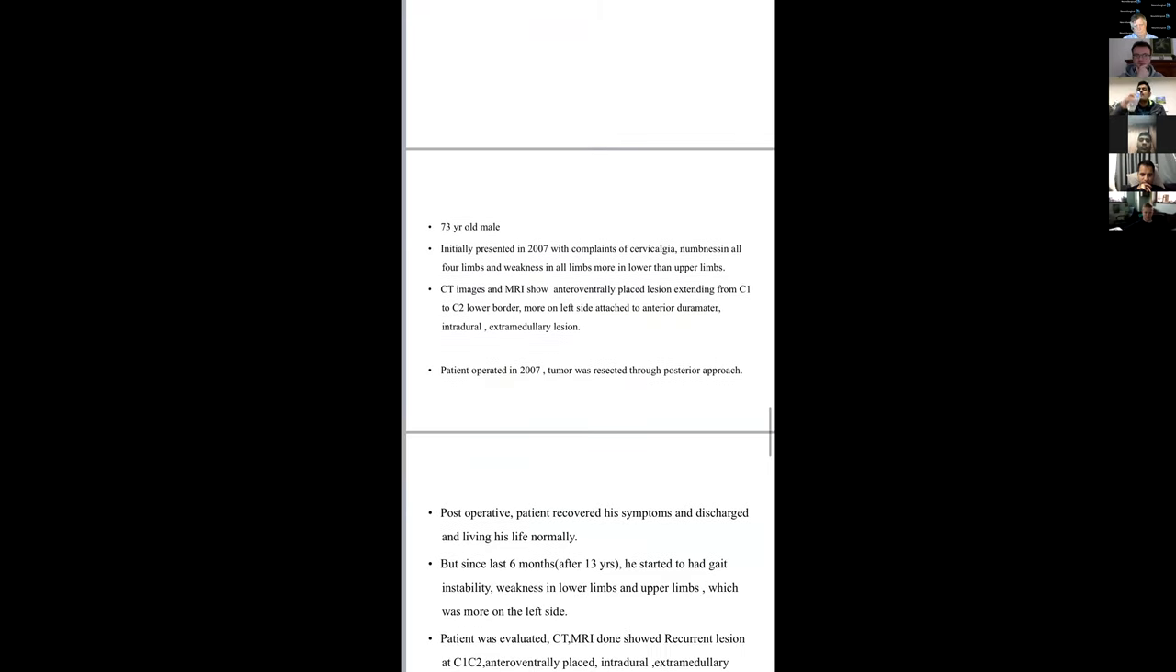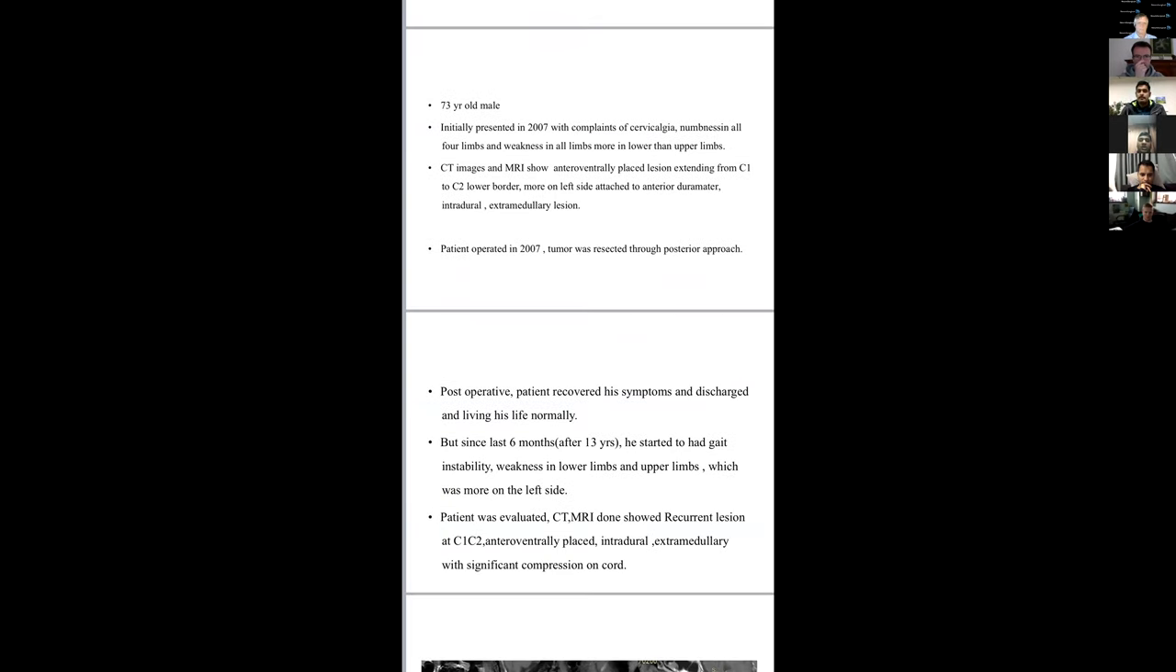Patient was operated in 2007 and the tumor was resected through a posterior approach. Post-operatively the patient recovered, was discharged and lived his life normally. But for the last 6 months, from around October 2019, 13 years after the first surgery, he started to have gait instability and weakness in lower and upper limbs, which were more on the left side.